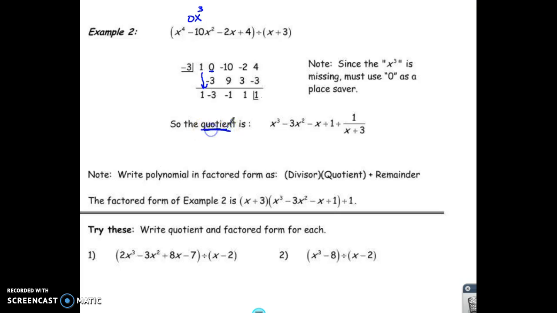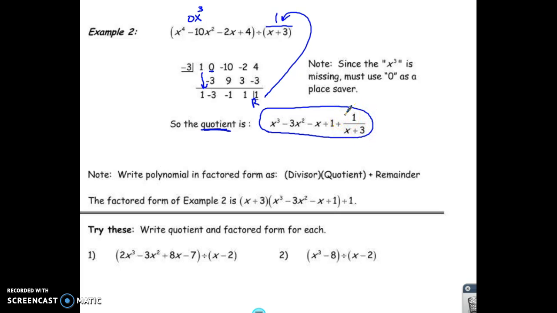Notice this, there's our quotient. All of this is our quotient. This is the remainder right there in the box, a 1, and that goes over what we were dividing by. And you can see it right here.